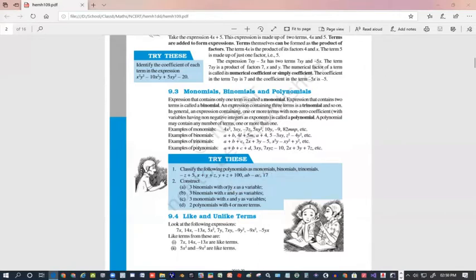Now construct 3 binomials with only x as a variable. 3 binomials with x and y as variables. 3 monomials with x and y as variables. 2 polynomials with 4 or more terms. So you have to construct this type of terms here.